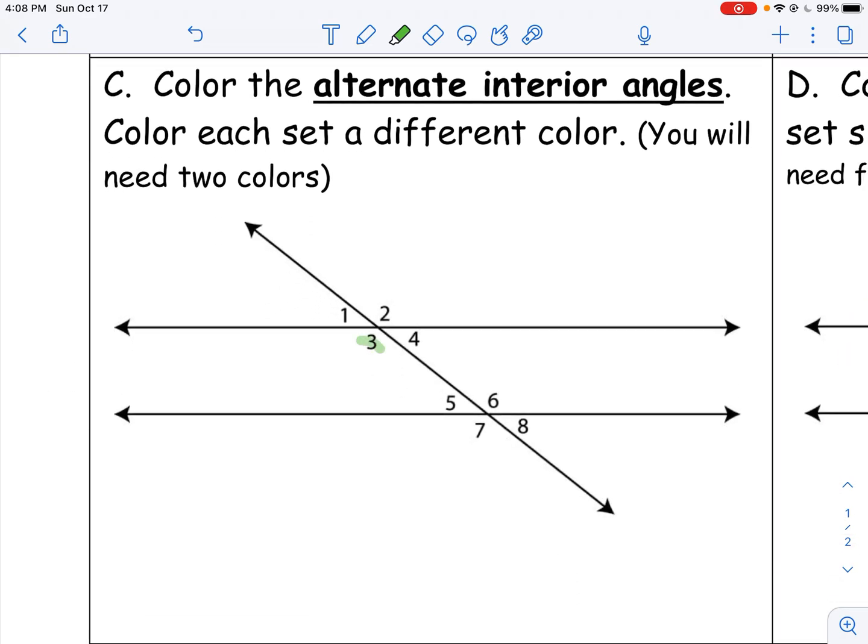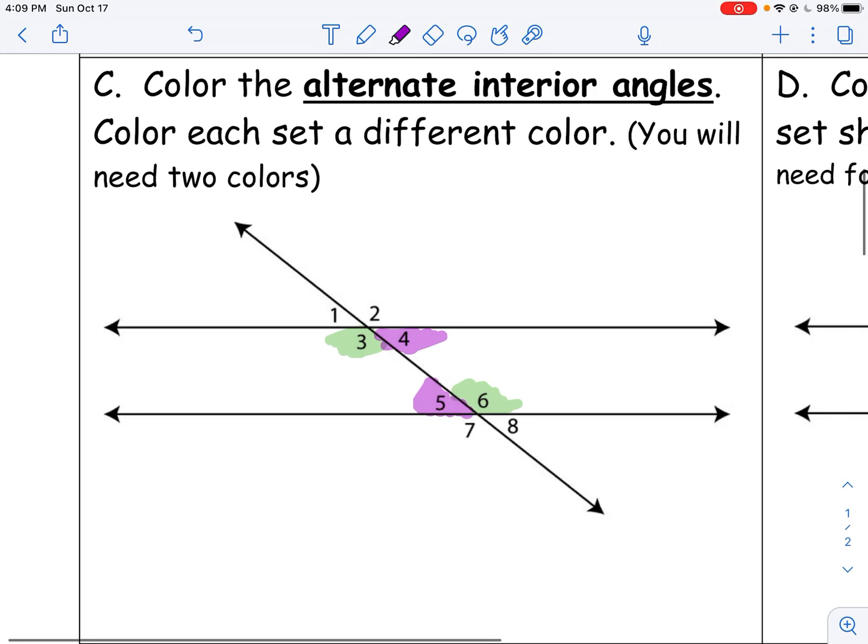Now this time they want alternate interior. So if I'm talking about the interiors, these are my interiors. But I want the alternate interior, so alternate. So opposite side of the transversal and opposite parallel line. Okay, next one. 4 is the other interior. Opposite side and opposite parallel line is there.